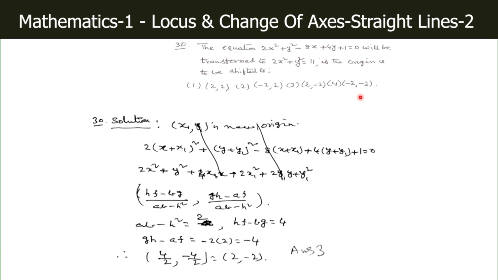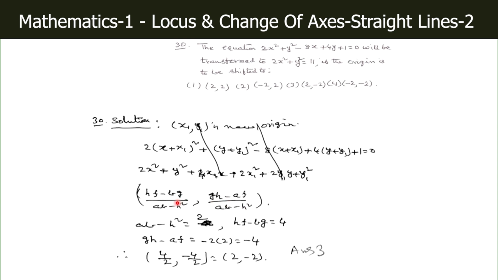Next, the equation 2x square minus 8x plus 4y plus 1 equal to 0 will be transformed to 2x square plus y square is equal to 11 if the origin is to be shifted to: option 1, 2, 2; option 2, minus 2, 2; option 3, 2, minus 2; and option 4, minus 2, minus 2. Again, same formula. The new origin must be (hf minus bg) by (ab minus h square), (gh minus af) by (ab minus h square).